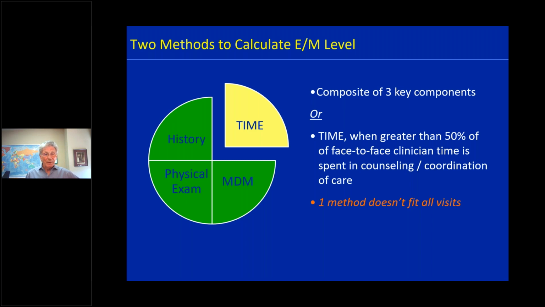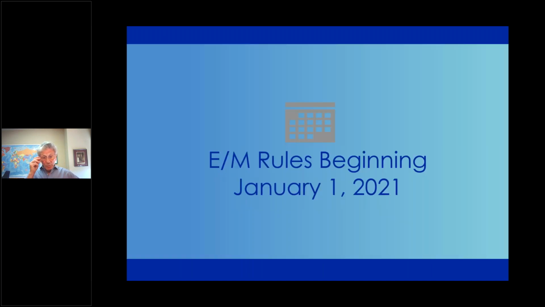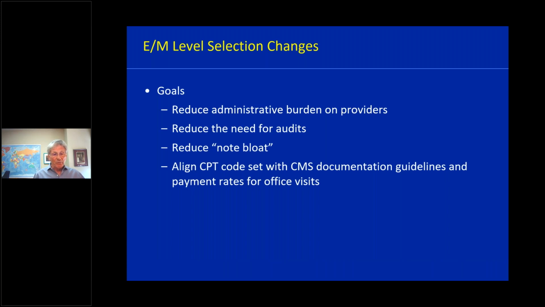And it's been replaced with these new rules for E&M coding that began on January 1st of this year. Now, the reason that that happened was that the AMA was petitioned to change how we select E&M codes for a number of purposes. Number one, that coding was felt to be a huge administrative burden on clinicians. They wanted to make that easier. Number two, to reduce the need for audits for either overcoding or undercoding. They wanted to reduce the need for what they call note bloat, which means entries into an electronic medical record which were way more complicated than they needed to be to support coding. They wanted to simplify that.